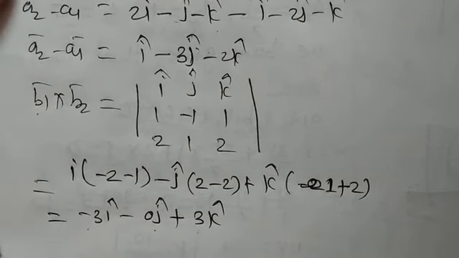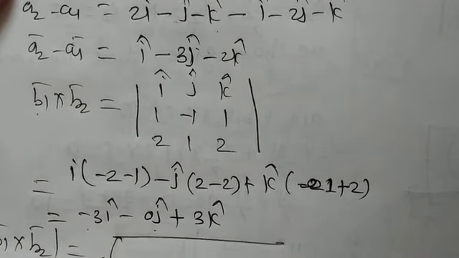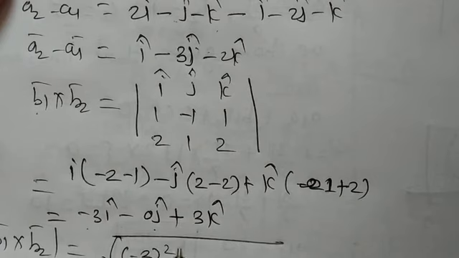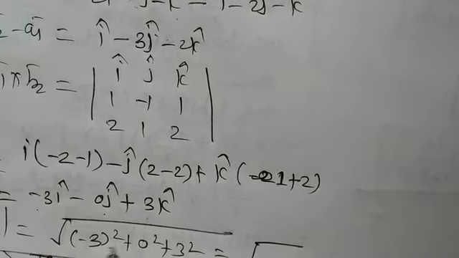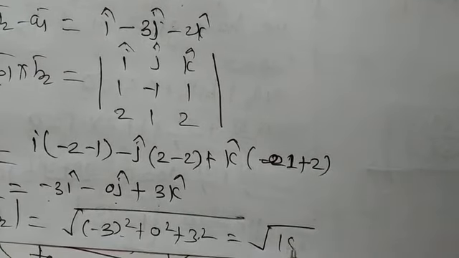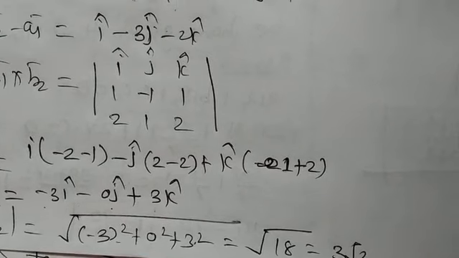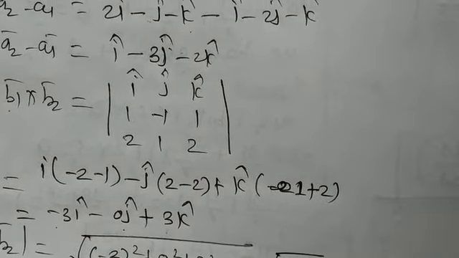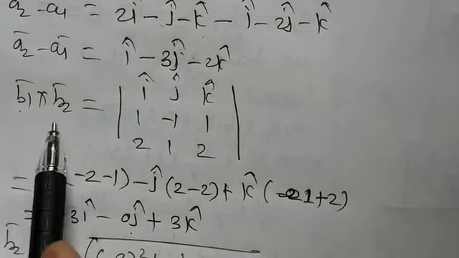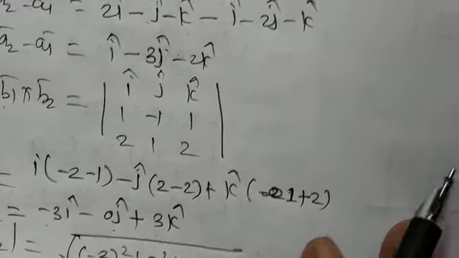Then find the magnitude of b1 cross b2, because we want that. So (-3) squared plus 0 squared plus 3 squared equals 9 plus 9, the square root of 18, which is 3 root 2. Now that we have all the values of a2 minus a1, b1 cross b2, and the magnitude of b1 cross b2, we put them in the formula.